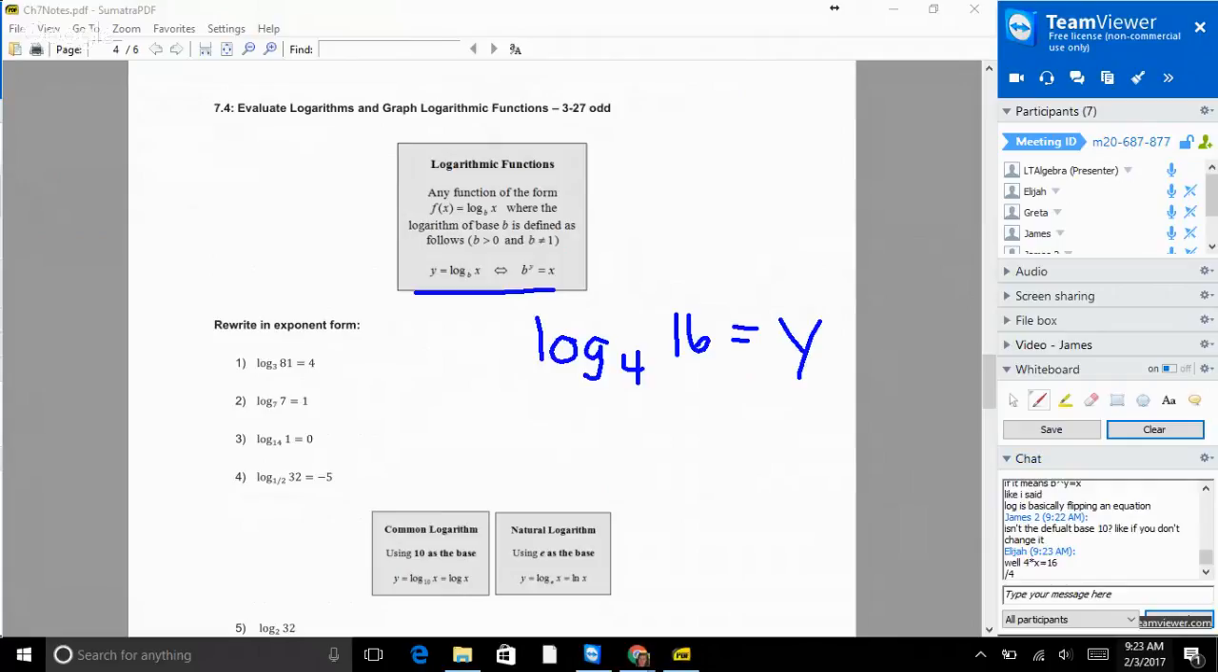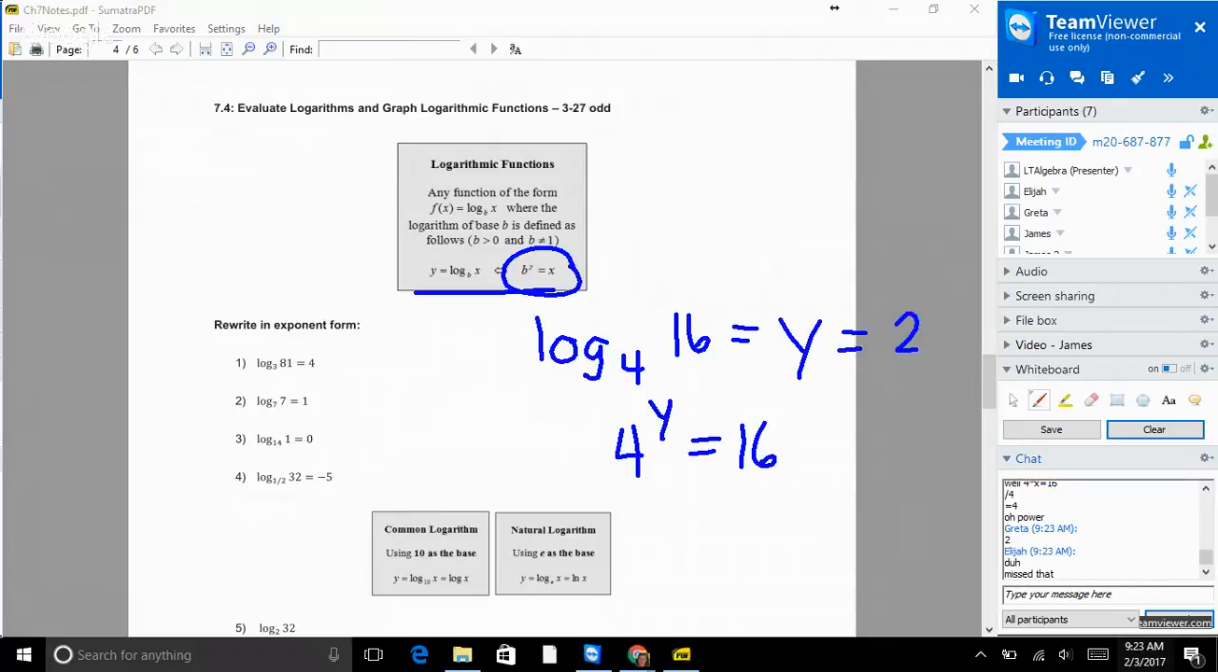All right, Elijah's on the right track. I can actually use this relationship of logarithmic functions to solve it. So I can say, okay, 4 to the what power gives me 16? Yeah, the power. Yep, 2. So you don't even need a calculator for this, right?